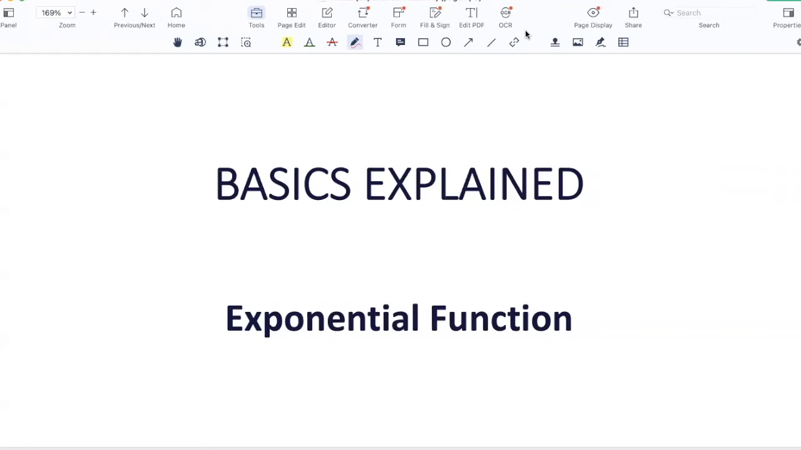In this basics explained video, we look at exponential function. We try and understand what this function means, the formulas that we use for this function, and how do you interpret the various variables that make this function.